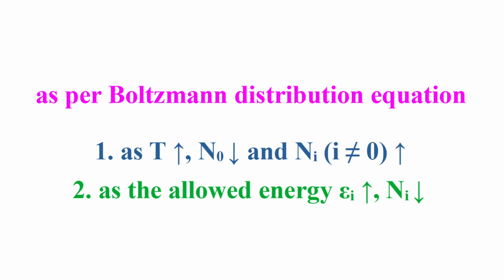An algebraic analysis of the above Boltzmann distribution equation clearly shows two general trends. The first is that as the temperature T increases, N0 decreases while the other Ni's increase. And the second is that as the allowed energy epsilon i increases, Ni decreases. The second one deserves an illustration.